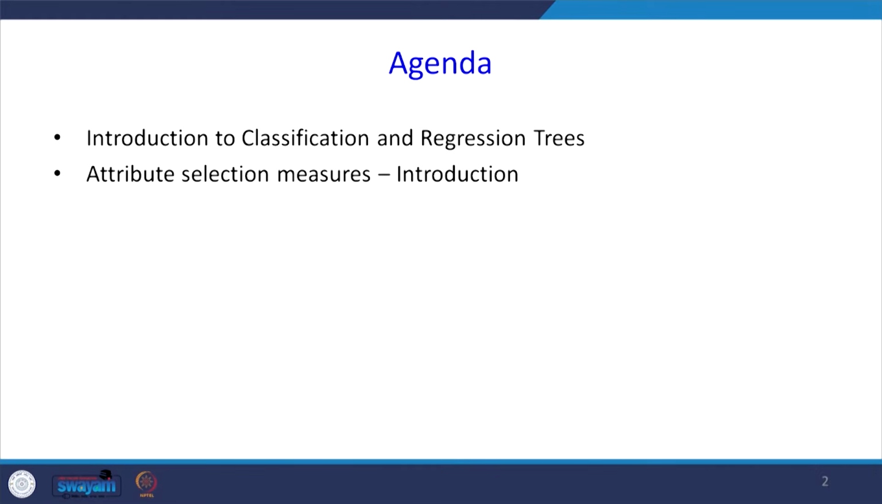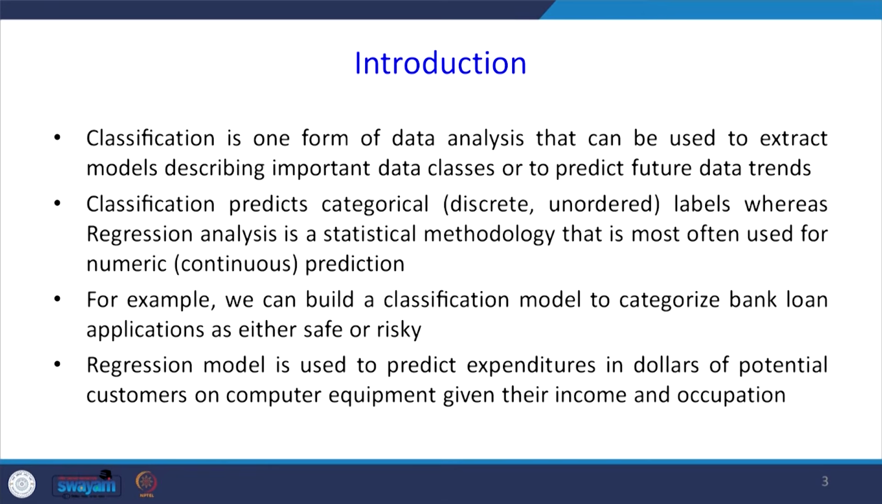There are different measures for selecting attributes. Attributes means variables, and we will study different attribute selection measures in this class. First, the introduction to this topic, the CART model. Classification is one form of data analysis that can be used to extract models describing important data classes or to predict future data trends.